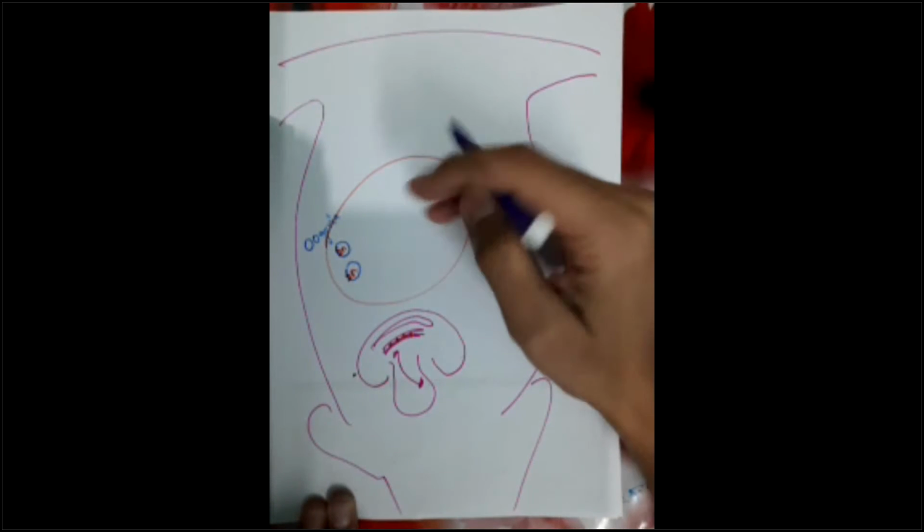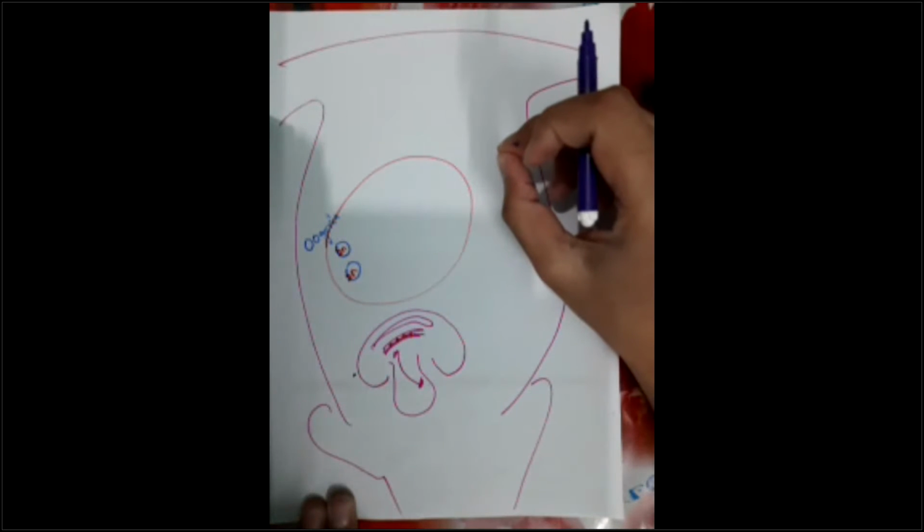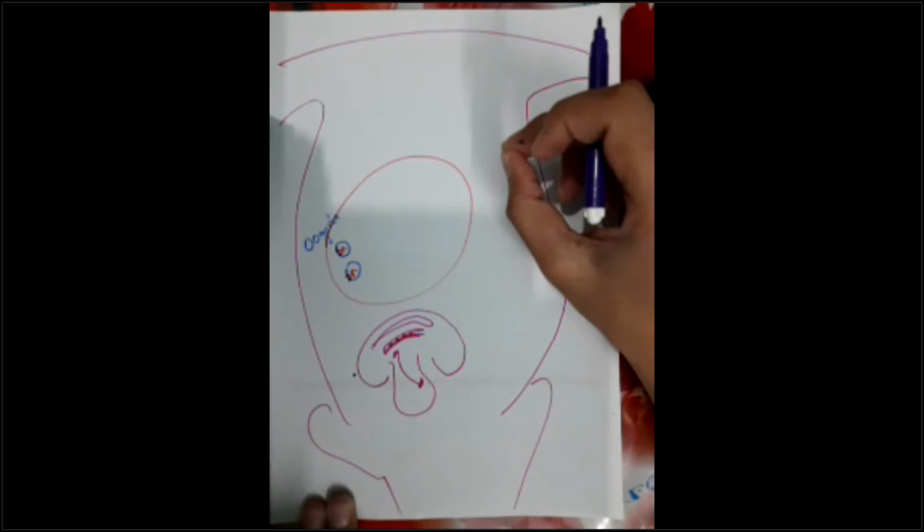Now what will happen? Our gametes should be produced. What is the function of this ovary? To produce gametes. Are my gametes haploid or diploid? They are diploid. Sorry, they are haploid.